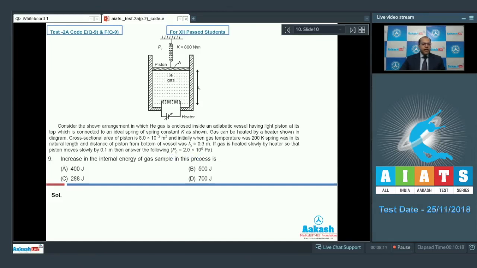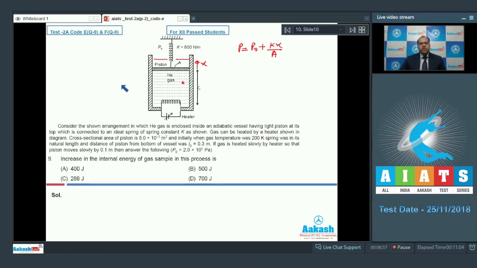So let's analyze the situation. When the heat is given to the gas, then the piston will start moving slowly upward, and at any time t, when the piston has moved by a distance x, then the pressure of the gas can be written as P0 plus Kx by A. Because the spring is compressed by distance x, the force acting on the piston is Kx, divided by area A. So this is the pressure of the gas at that time.